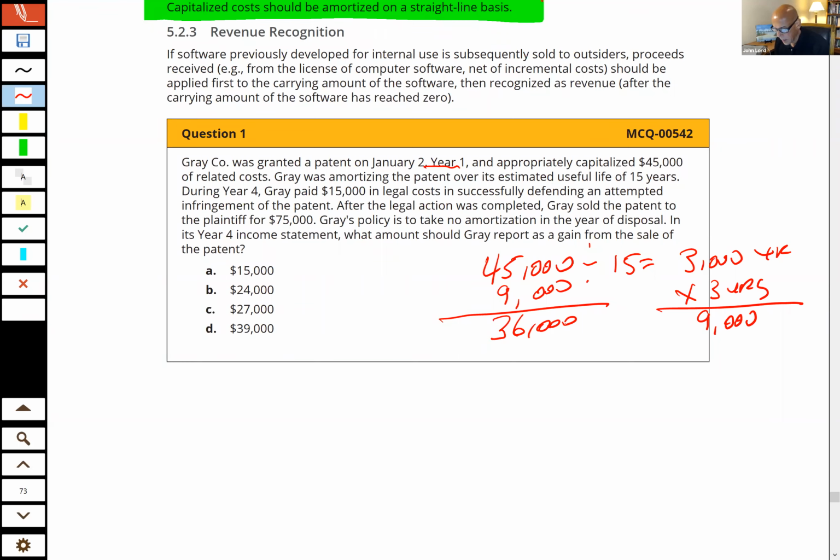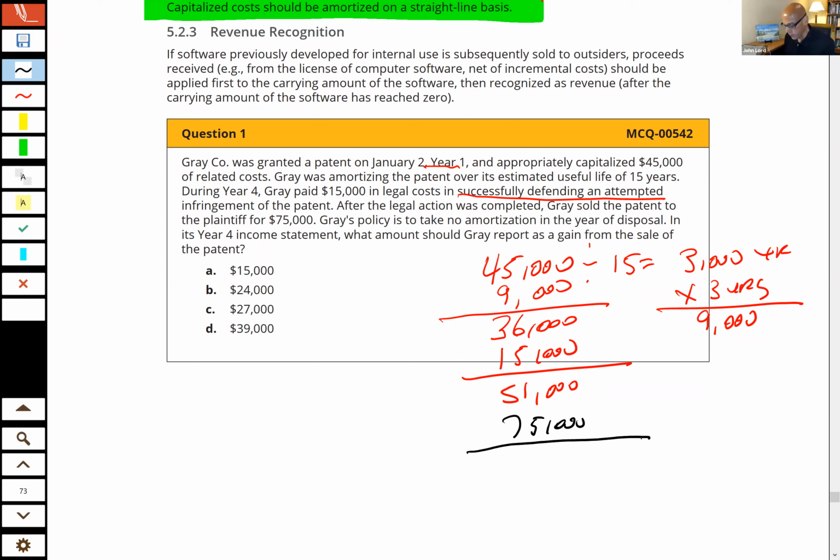Then I paid 15,000 of legal fees to successfully defend the infringement. Is that something I should capitalize? Yes, I was successful. So I add in that 15,000. That brings me up to 51,000. And then the person who challenged me said, okay, I'll give you 75,000. I tried to steal it from you, but apparently that didn't work. So I'll pay you 75,000. If they pay me 75,000 and it has a carrying value of 51, that's a gain of 24,000.